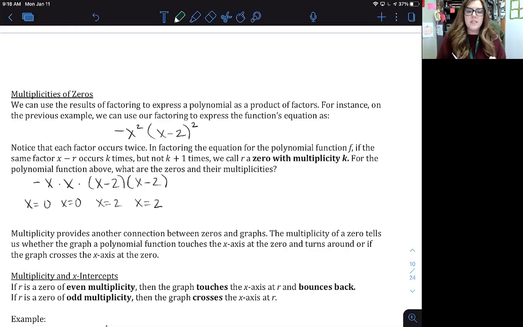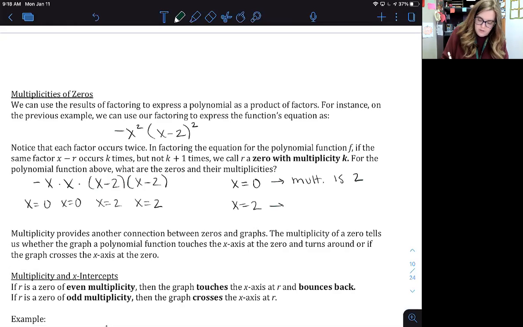So the multiplicity simply says how many times does that x-intercept occur? So we can say for x equals 0, that our multiplicity is 2, because it occurs twice. For x equals 2, here our multiplicity is again 2, because it occurs twice.